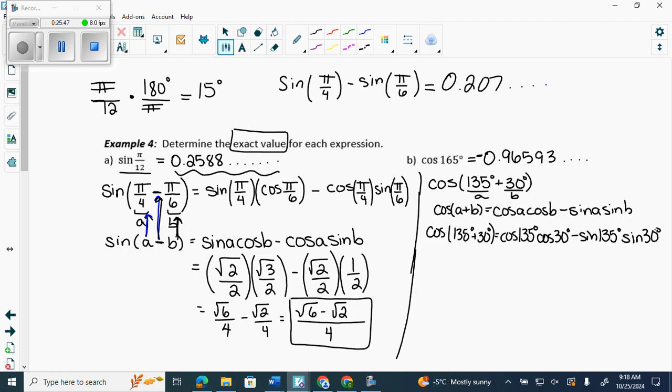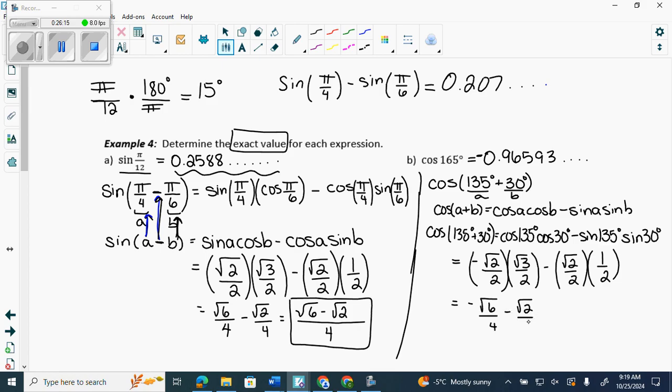All right. Cos 135 is negative root 2 over 2. Cos of 30 is root 3 over 2. Minus sine of 135 is just root 2 over 2. And sine of 30 is 1/2. And so I get negative root 6 over 4 minus root 2 over 4. And I get negative root 6 minus root 2 all over 4. I punch it into my calculator, and it's miraculously the same answer. I feel confident in myself, and I move on.